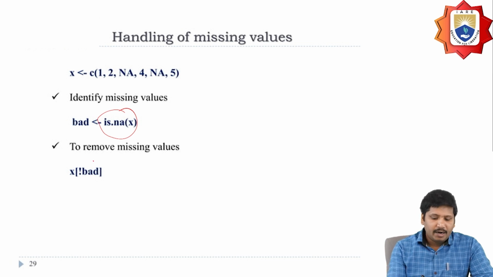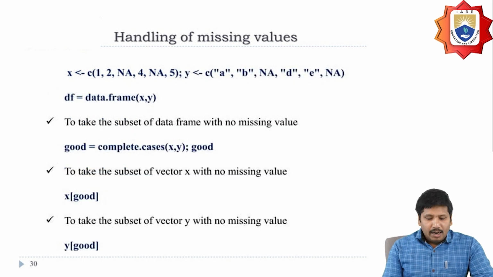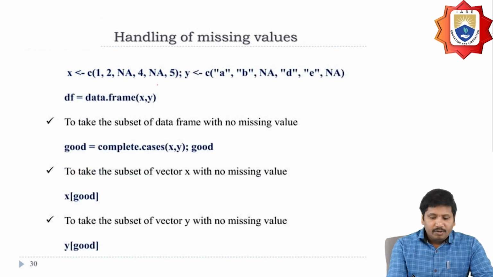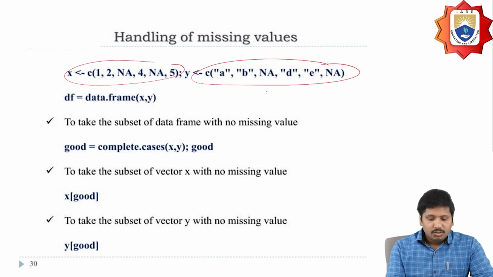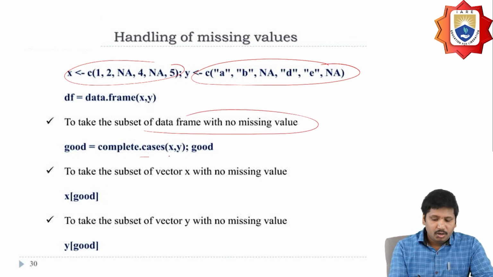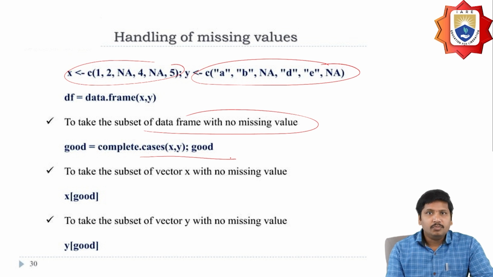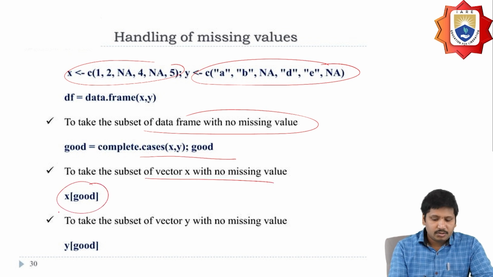To remove these, I can write as follows. In handling missing values, if the data frame looks like this, where this is one vector and this is another vector, then in order to take the subset of the data frame with no missing value, I can use complete.cases of x comma y. Or I can take the subset of a vector with no missing value by writing x of good. In order to take the subset of vector y with no missing value, I write y of good.